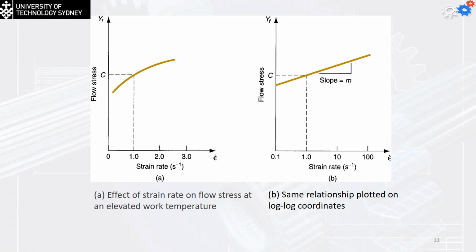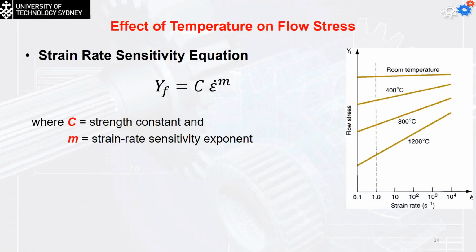So for the effect of temperature on flow stress, as we mentioned earlier, we are going to combine the strain rate sensitivity with the equation of the flow stress. So the flow stress in this case is going to be equal to the strength constant C multiplied by the strain rate to the power m, which is the slope of the log-log plot of flow stress against the strain rate value.